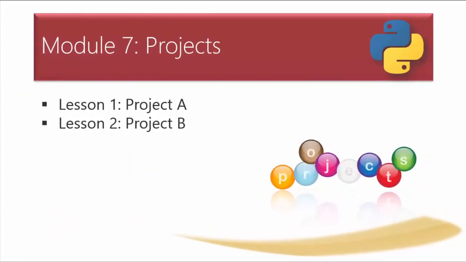And in Module 7, we'll do various projects. So a couple of lessons, Project A and Project B. The objective here is to essentially recap everything so far within this course and work with certain projects from scratch. So we'll be building various programs using Python code, and I'll demonstrate by means of creating different projects.